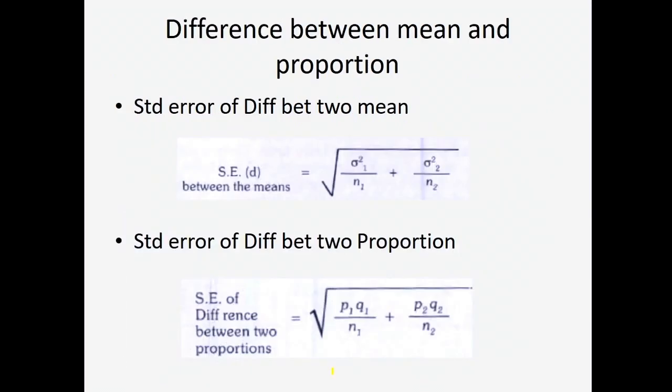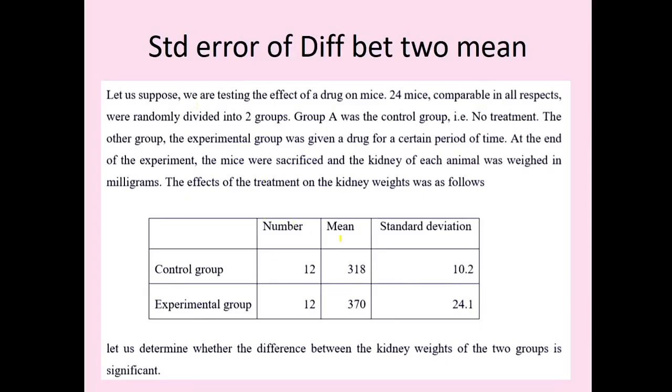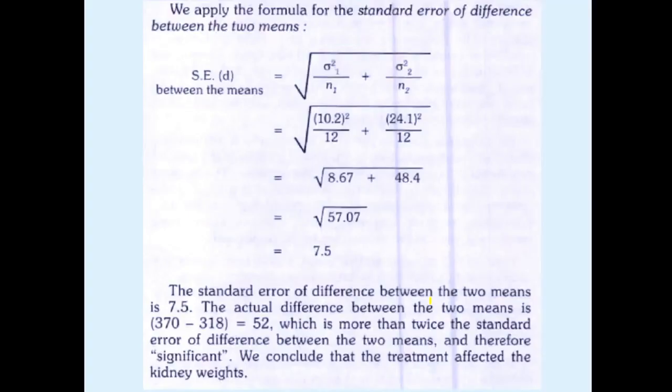Difference between the means and the proportions. Standard error of difference between two means is given by the formula: square root of the standard deviation squared of one group divided by the sample of that group, plus the standard deviation squared of the other group divided by the sample of the other group. Standard error of difference between two proportions is the square root of P1 Q1 by N1 plus P2 Q2 by N2. Testing two different means, 318 and 370 as the means, and 10.2 and 24.1 as the standard deviations of the two groups. When we apply the same formula with the standard deviations and the n here, we calculate 7.4, which is the standard error of the difference.